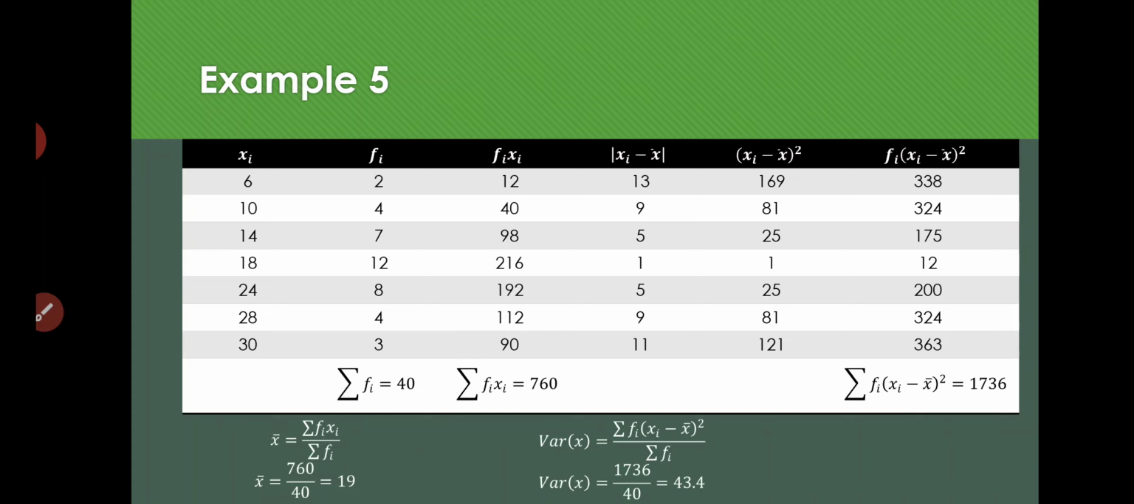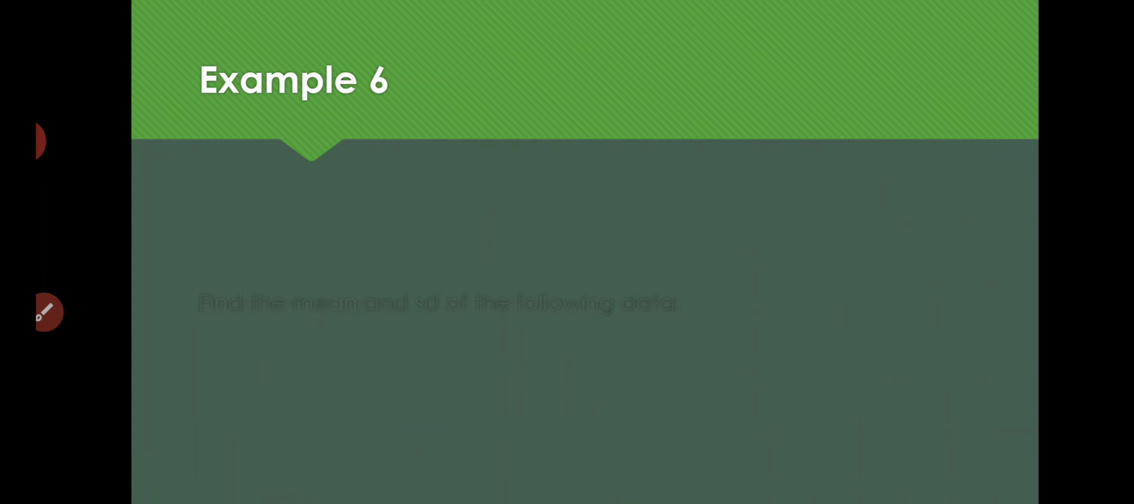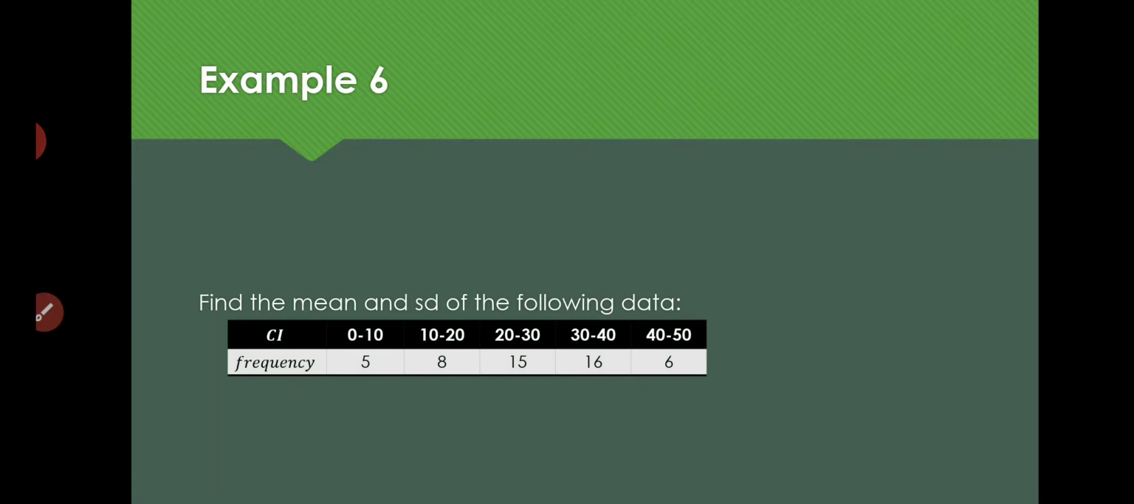Now let us move to the last problem, problem number 6. In this question we have: find the mean and the standard deviation of the following data. This question is asking you to calculate mean and standard deviation. It is not asking you to calculate variance. So in this case we are going to use the direct formula for finding the standard deviation. We are not going to go through the step where we first find the variance and then find the standard deviation.